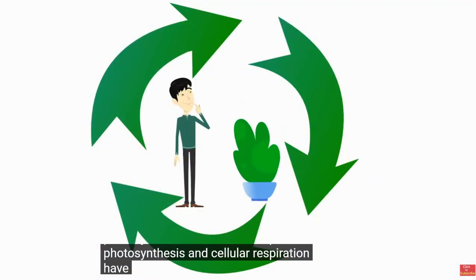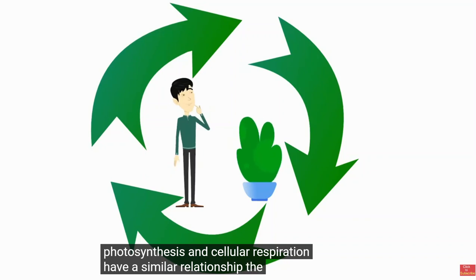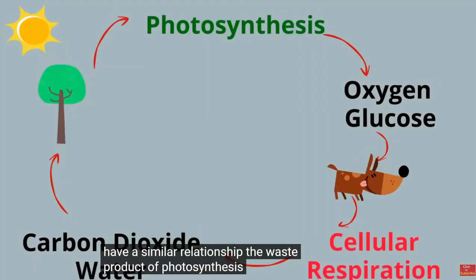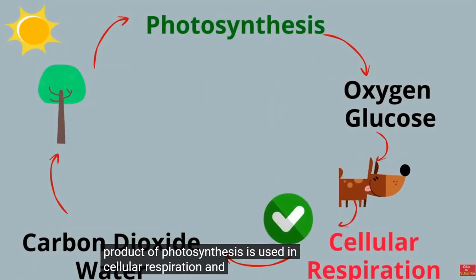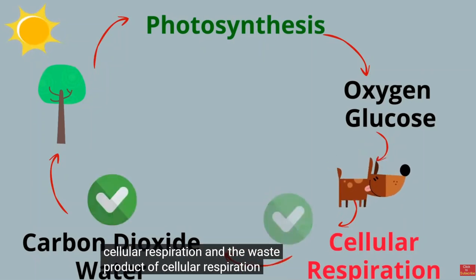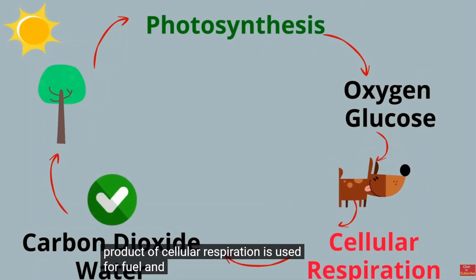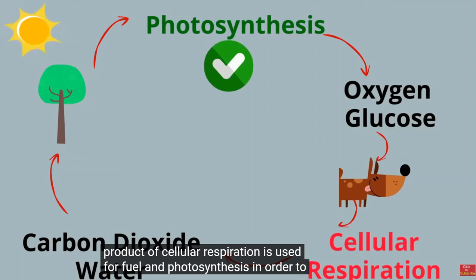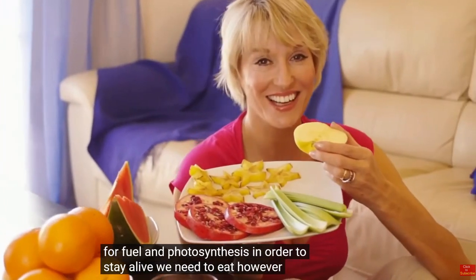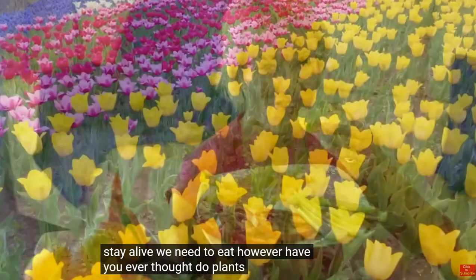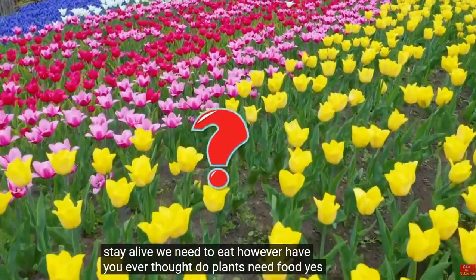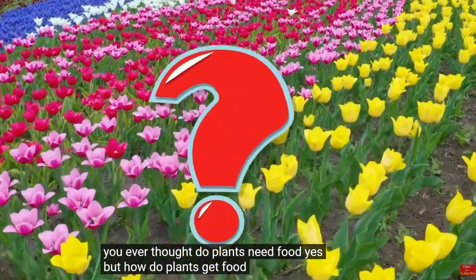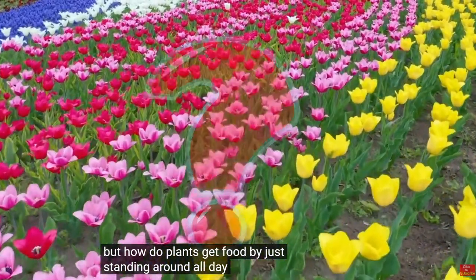Photosynthesis and cellular respiration have a similar relationship. The waste product of photosynthesis is used in cellular respiration, and the waste product of cellular respiration is used for fuel in photosynthesis. In order to stay alive, we need to eat. However, have you ever thought, do plants need food? Yes, but how do plants get food by just standing around all day?